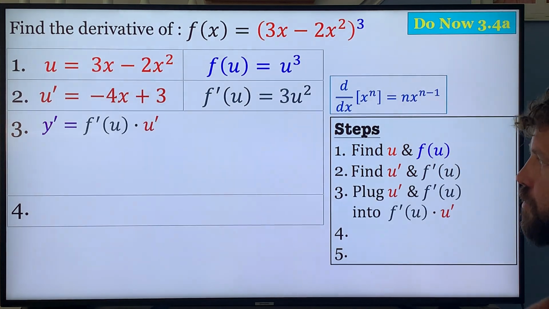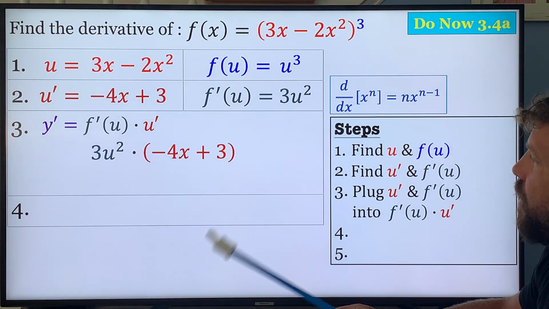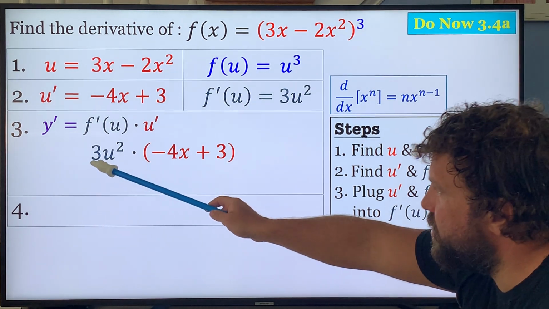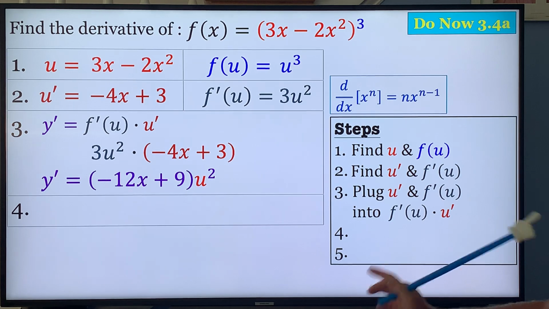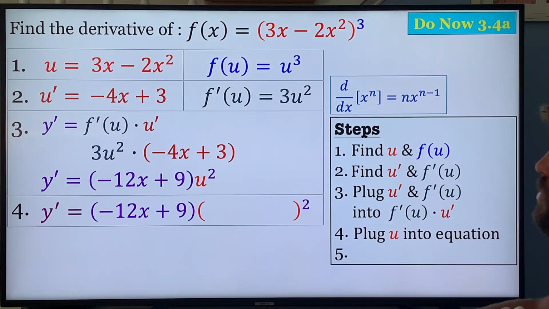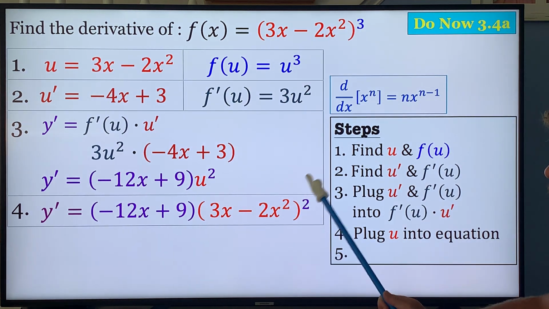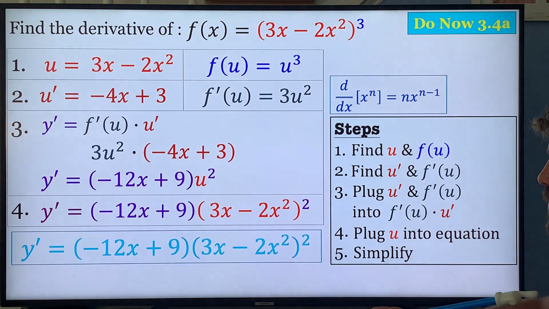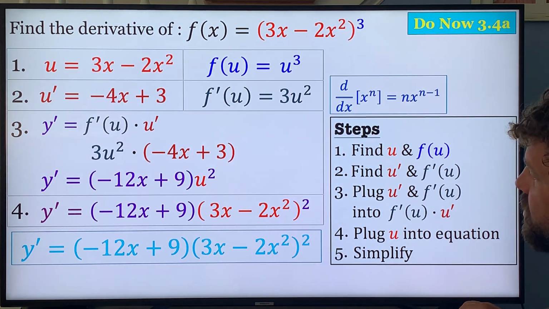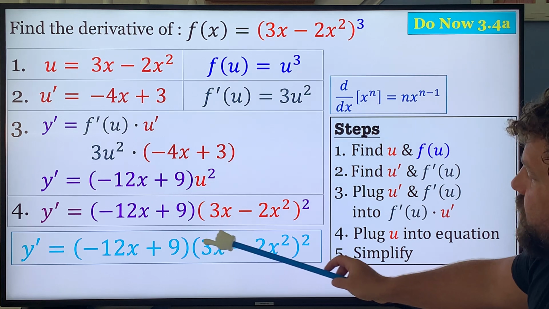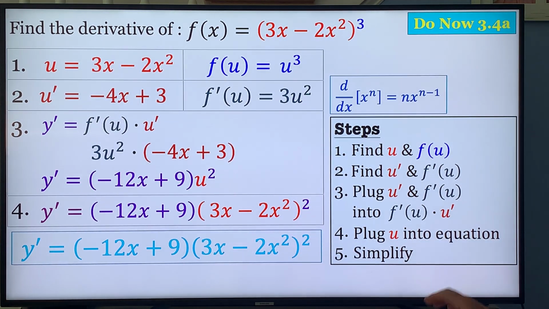Step 3, plug it into the equation. 3u squared times negative 4x plus 3. Distribute the 3. Negative 12x plus 9 u squared. Step 4, plug in your u. What's our u? 3x minus 2x squared, and that's quantity squared. And you can simplify it if you want. It's simplified enough for me, though, so I'm just going to leave it. So you get negative 12x plus 9 times 3x minus 2x squared. You can't FOIL this in here because it's being raised to a power. Got it?